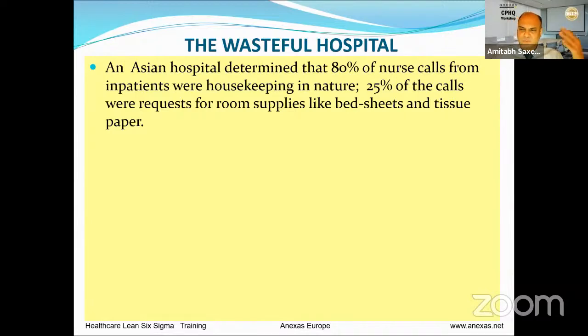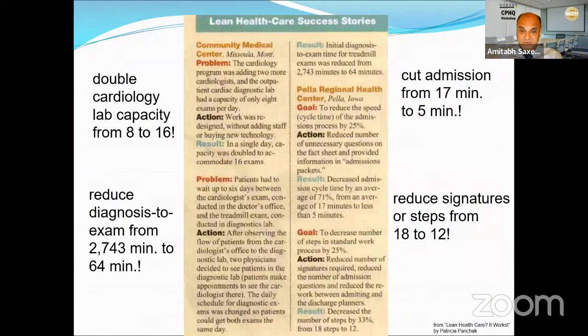I just wanted to briefly cover, today, I would like to cover more of the data part. So let me go through these cases very quickly. By just identifying the non-value-added activities in our system, one hospital doubled the cardiology lab capacity from 8 to 16. Work was redesigned without adding staff or buying new technology.